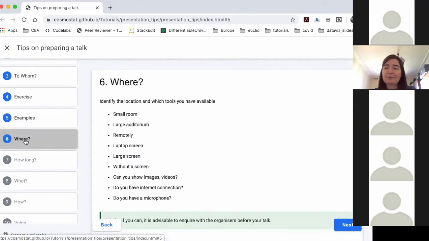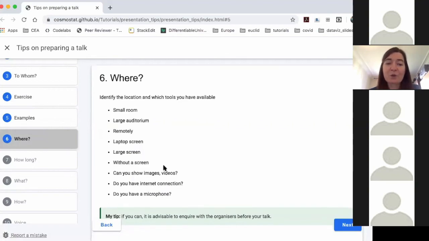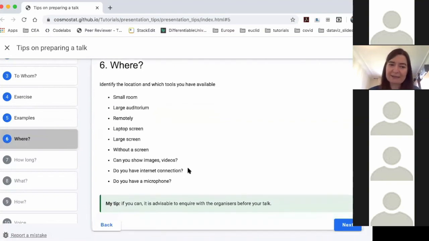Okay, so let's move on. Now, you have been invited to a talk, you know what your objectives are, you know who you're talking to, and maybe you have also inquired of where this is going to happen, because this somehow also has an impact. If I have to give a remote talk, it's different from when I am in a large auditorium or in a small room. Do I have a laptop screen? Do I have a big screen? Do I have internet? Can I show a video, images, or something else? And this is also something that you should check in advance.